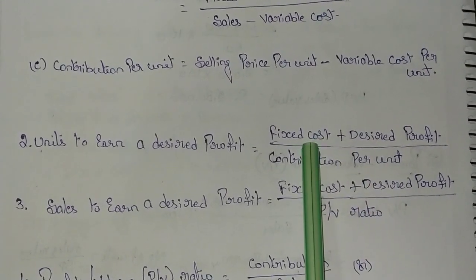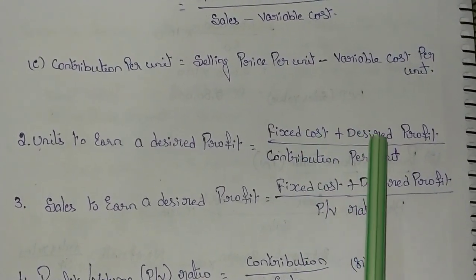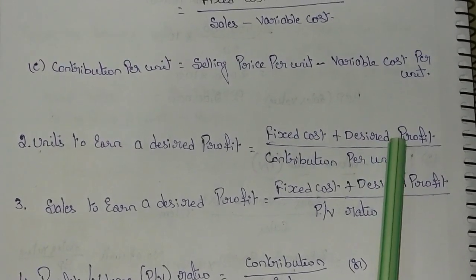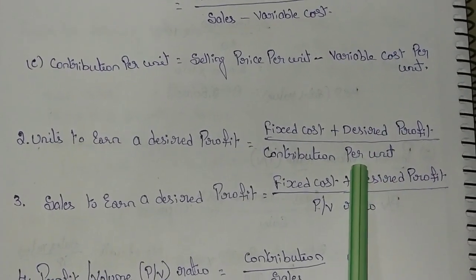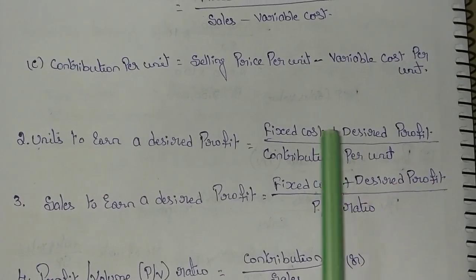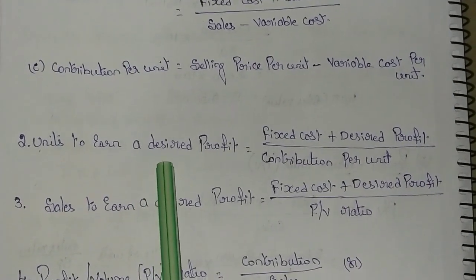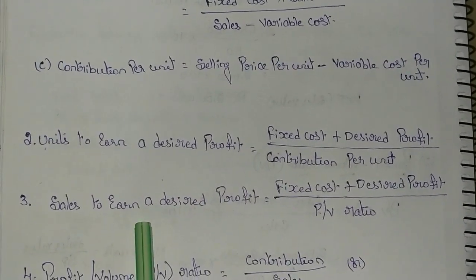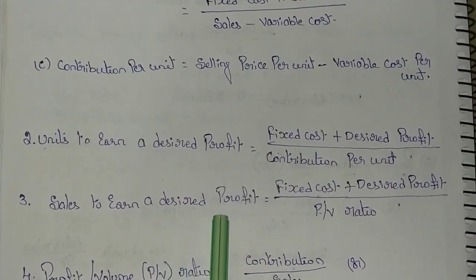So whatever fixed cost you have, you add the profit you are expecting to it, and that will be divided by the contribution per unit. Then you will get the total number of units required to earn the desired profit. And the next one is sales to earn desired profit.